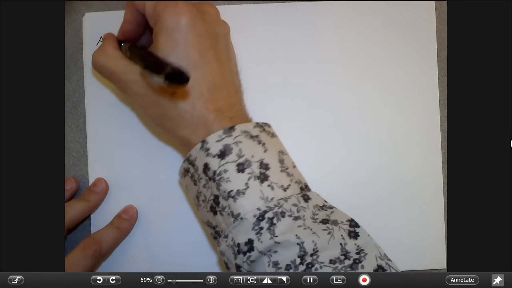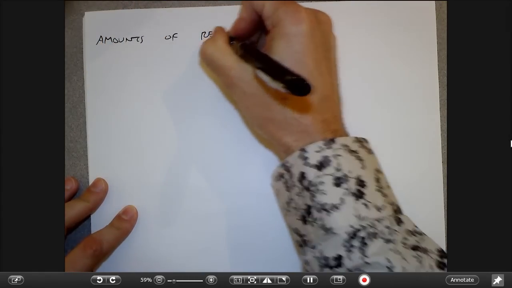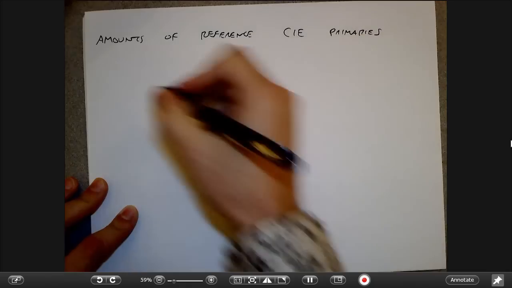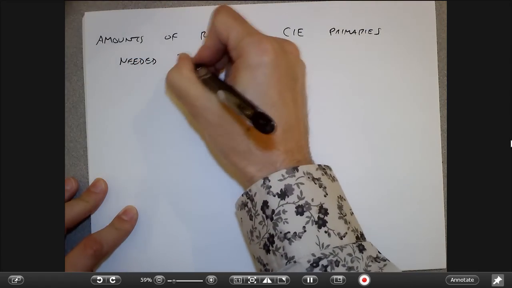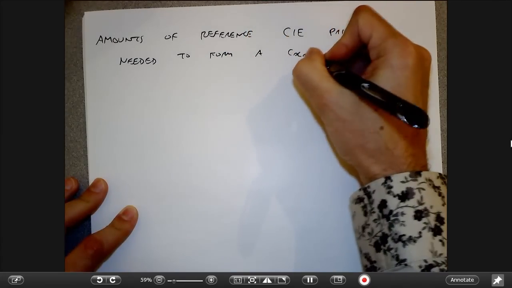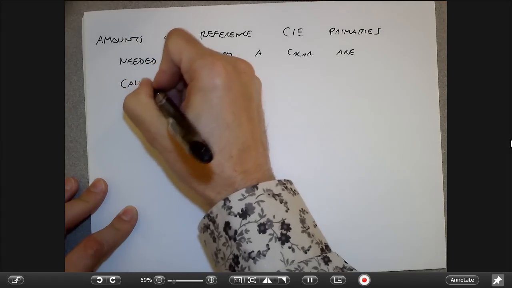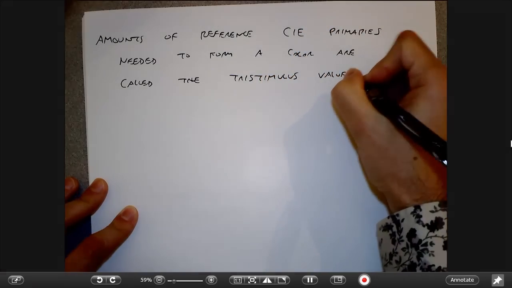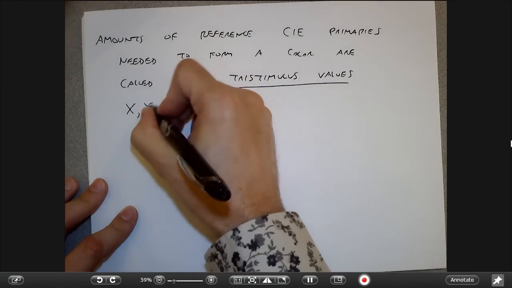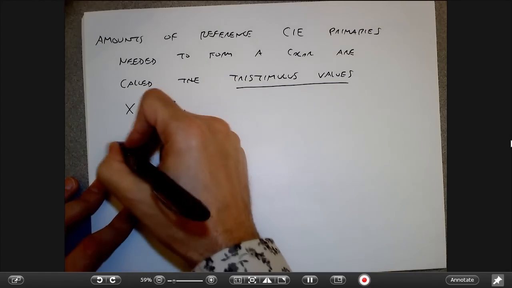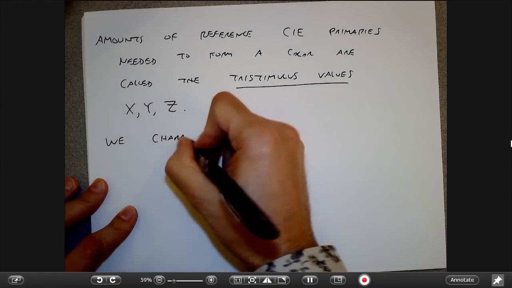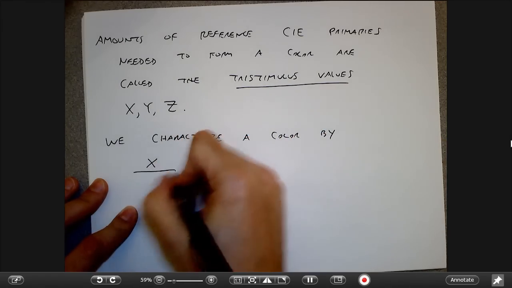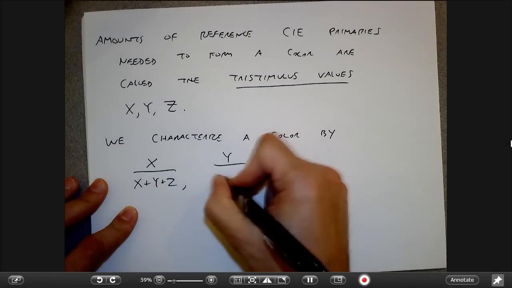And so the amounts of the reference CIE primaries needed to form a color are called the tristimulus values. Sometimes you see these called capital X, capital Y, capital Z. And then we characterize a color by the fraction of each.